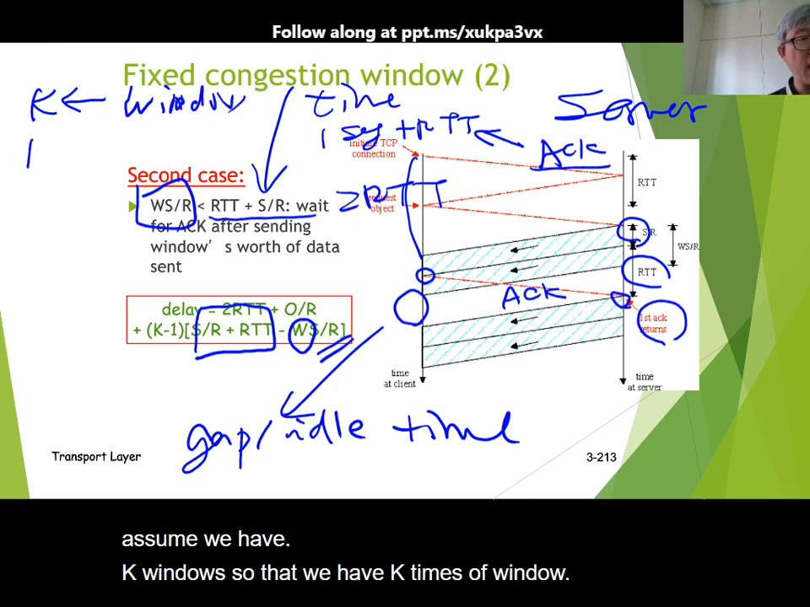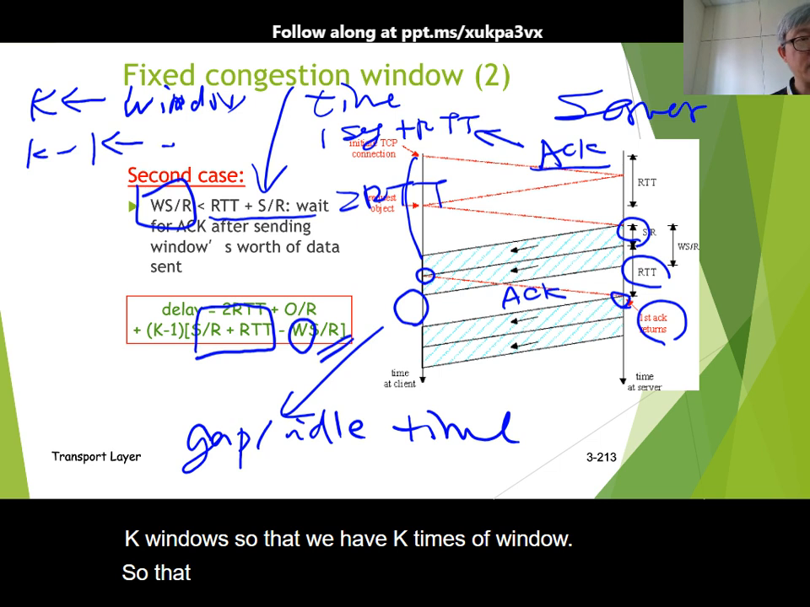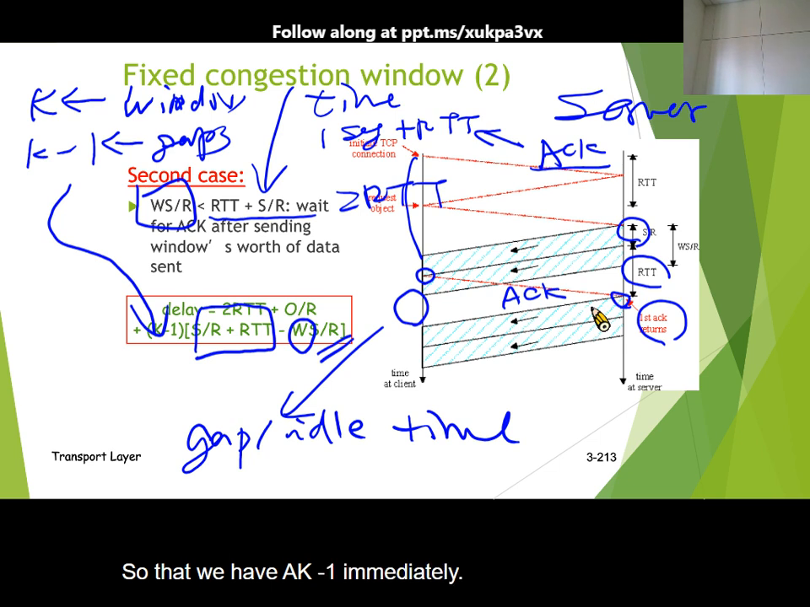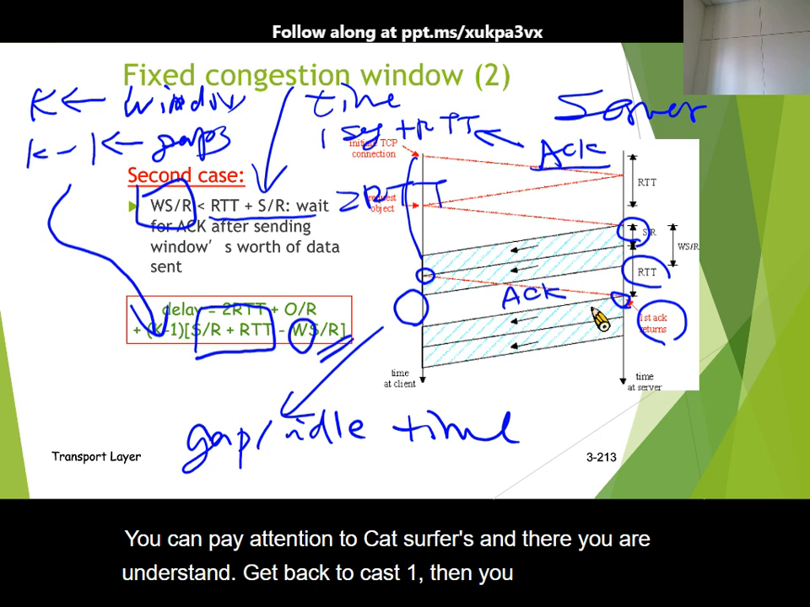So that we will have K minus 1 gaps. So that we have K minus 1 immediately. Well, this is a recurrence relation. Specifically, you can pay attention to case 2 first, and then you will understand, get back to case 1. Then you will understand.